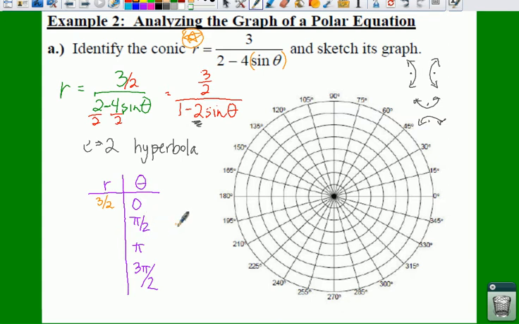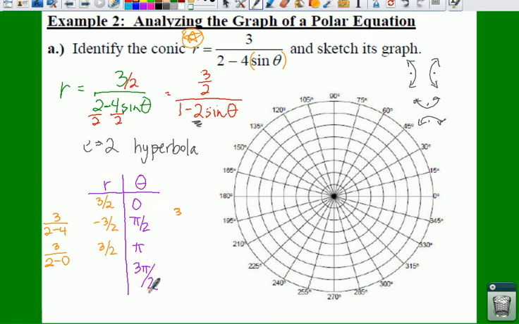Let's try pi over 2, which is 90 degrees. The sine of pi over 2 is 1. So we would have 3 over 2 minus 4, because sine of theta is 1. That's 3 over negative 2, which gives us negative 3 halves. Plug in a pi. Your sine of pi is 0, times 4 gives us 2 minus 0 on the bottom. So you have 3 over 2, which is 3 halves. I see a little symmetry going on here.